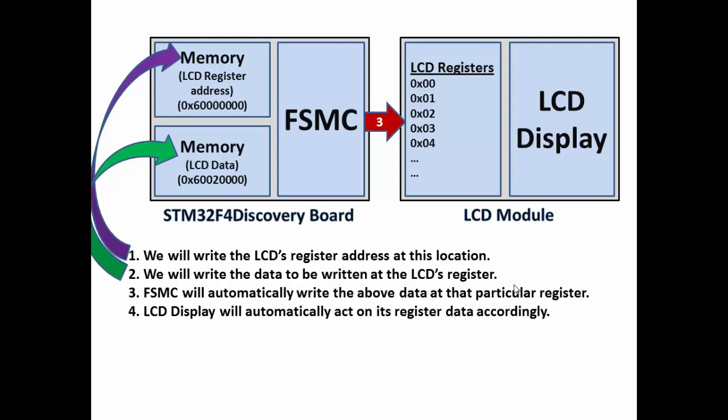We have just connected all the wires from the FSMC pins from the microcontroller to LCD pins. And the rest FSMC will take care of. Then the fourth step is, LCD display will automatically act on its registered data accordingly. What this means is, LCD will automatically start taking action on the data that FSMC has written on the LCD's register. Hence as per the data and register we will provide, the LCD will start displaying on the screen.